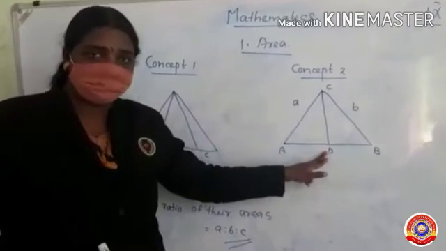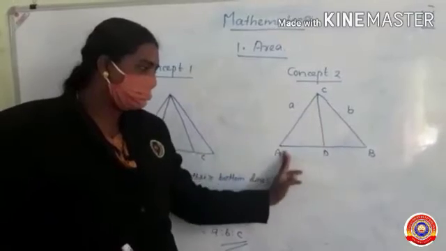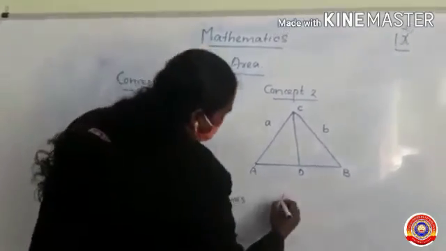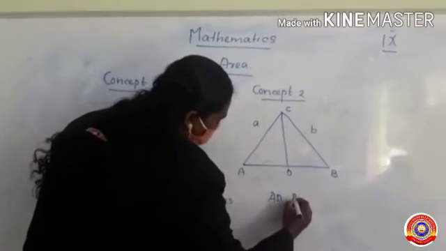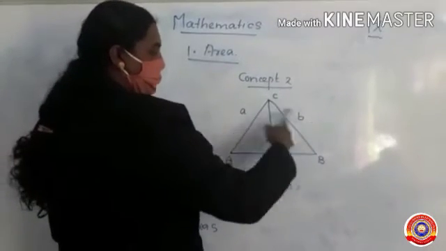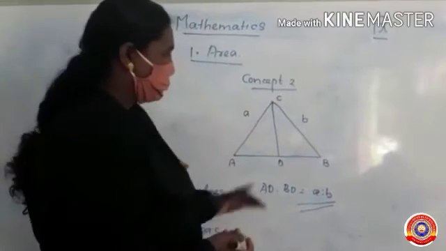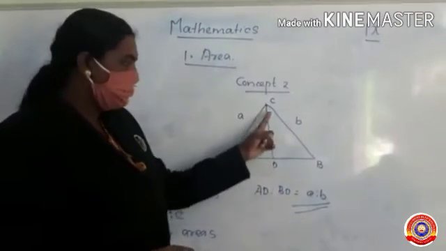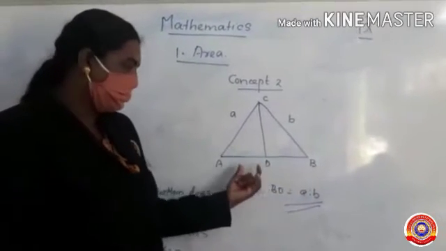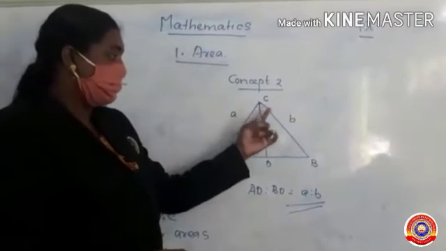Here, CD is the angle bisector. In the picture, the point marked on the bottom side divides that side in the ratio of the other two sides. AD is to BD equal to A is to B because they are the lengths of the sides of the angle. So, we can say that in any triangle, the bisector of an angle divides the opposite side in the ratio of the sides of the angle.